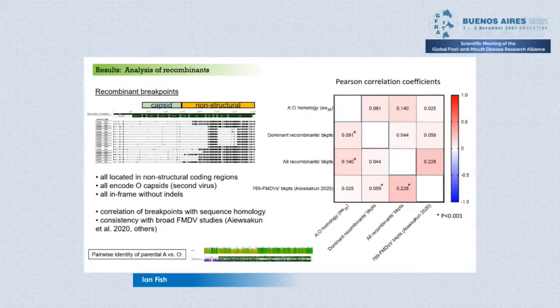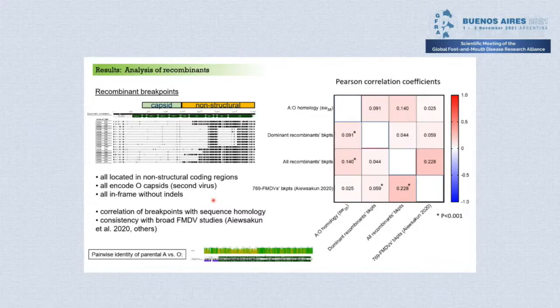Looking at the overall genomics of the recombinants, the breakpoint locations, you can see that they're all located in non-structural coding regions. All the recombinants encode O capsids, which was the second virus, which kind of makes sense from an immunological point of view. There were no neutralizing antibodies against the O, but there were plenty of them from the A that these animals were infected with a few weeks before. All the breakpoints, all the genomes were in frame without any weird indels or anything.